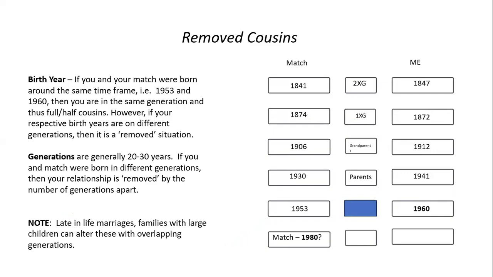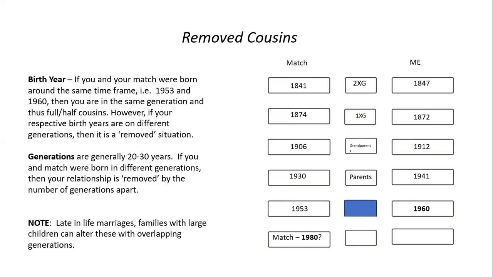If you and your match were born around the same time frame, 1953 to 1960, then you're going to be in the same birth year range, because generally speaking, a generation is about 20 to 30 years. MyHeritage does it at 25 years. But when you're looking from one generation to the next, you want to give a 20 to 30 year span on that. So you can see the birth years on the chart here, where in the blue section, 1953 and 1960, they're on the same line. Okay? That means they're going to be the same cousins.